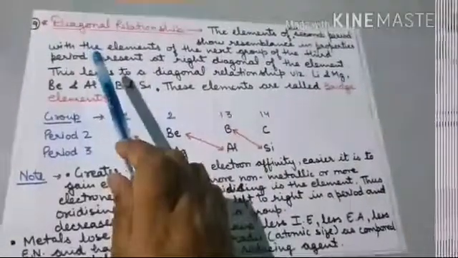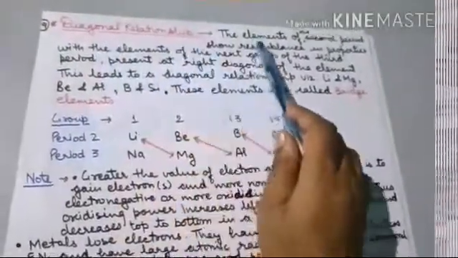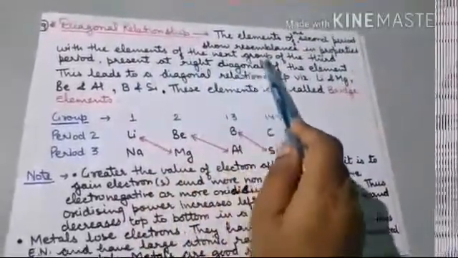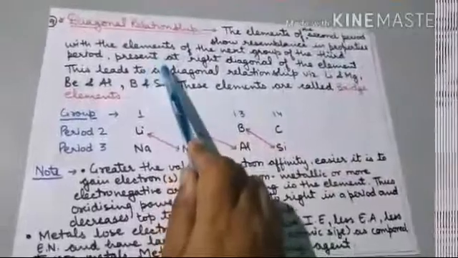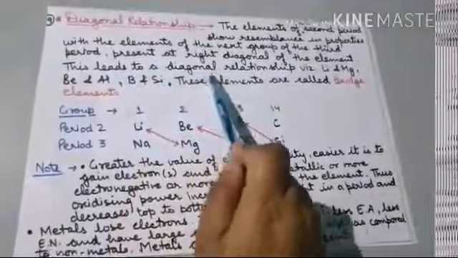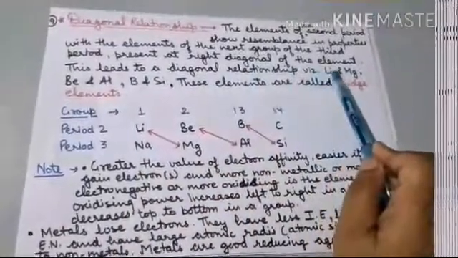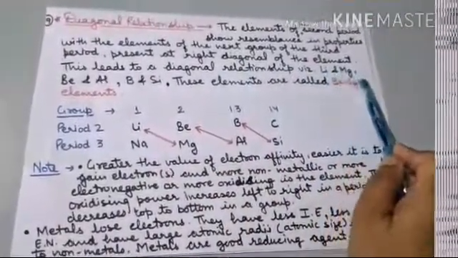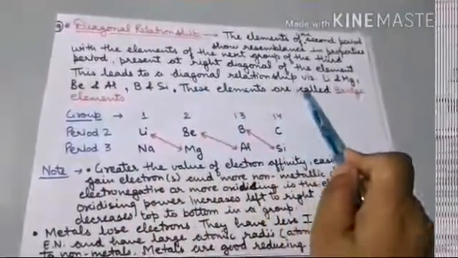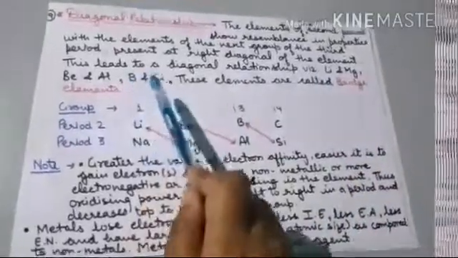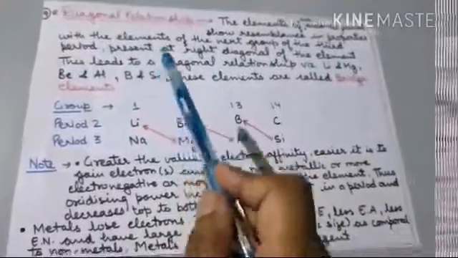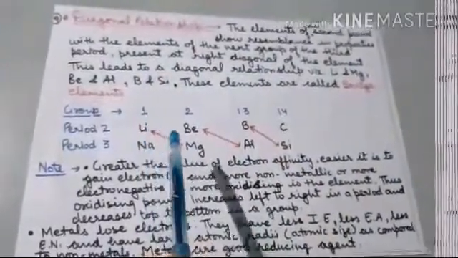Now see another topic, that is diagonal relationship. The elements of the second period show resemblance in properties with the elements of the next group of the third period present at the right diagonal of the element. This leads to a diagonal relationship, that is lithium with magnesium, beryllium with aluminium, boron with silicon. These elements are called bridge elements because they show similar properties in a diagonal relationship.